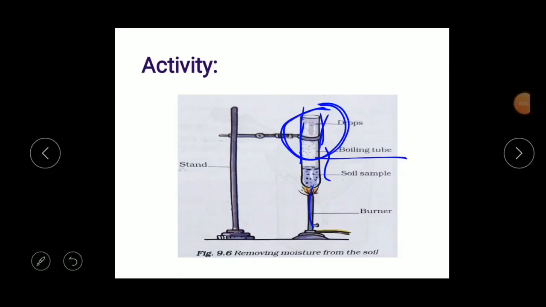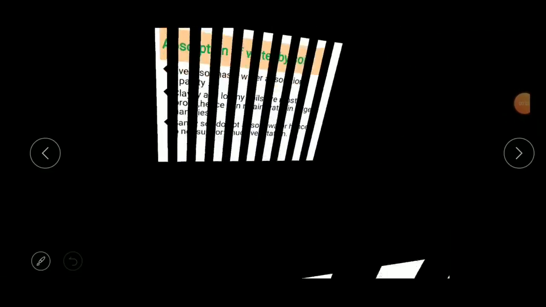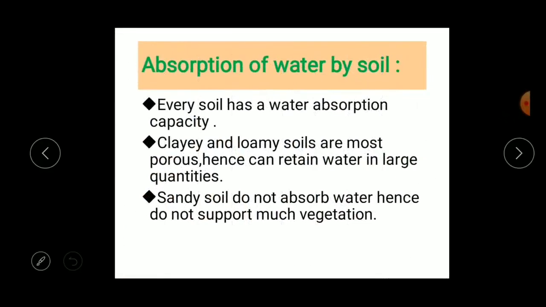Now children, let's move to another property of soil, that is absorption of water by soil. What do you mean by absorption? It is the process of absorbing. Yes, it is the process of absorbing. Absorption is nothing but to absorb, to imbibe. Every soil has a water absorption capacity. Each and every soil has its own absorption capacity.